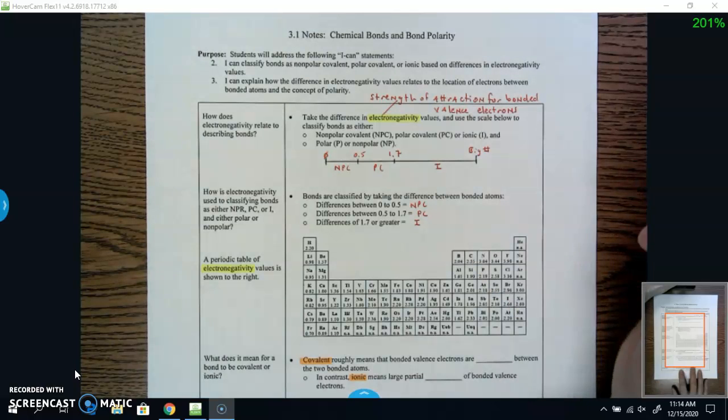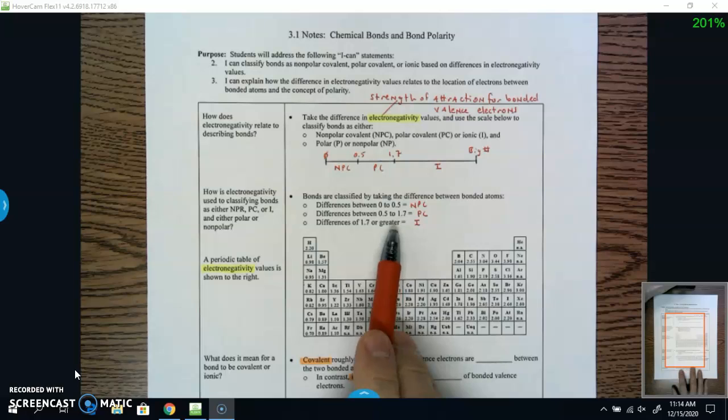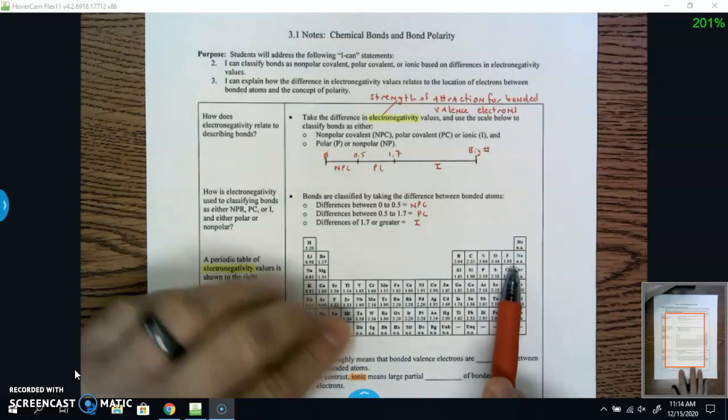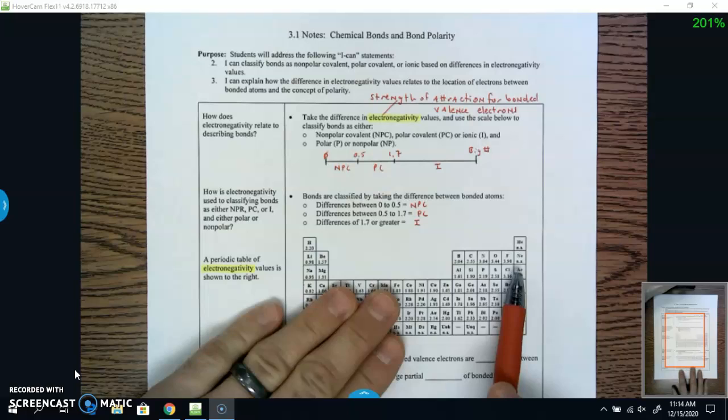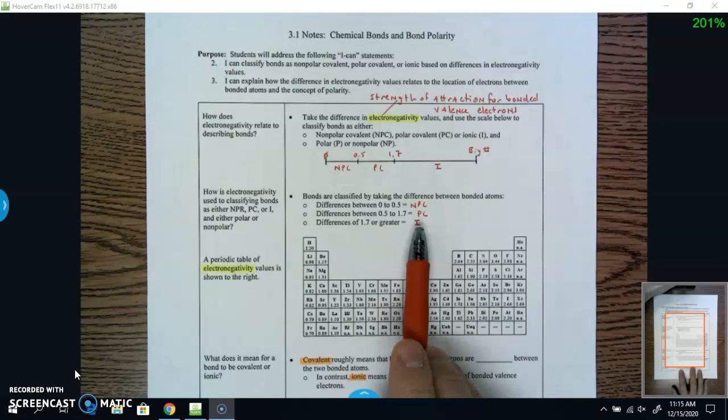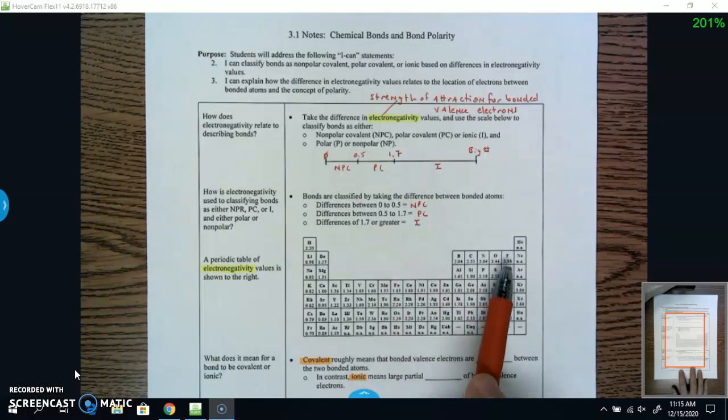Let's talk real quick about this. If there's a really big difference, a difference of greater than 1.7, really the only way that can happen is if you get a metal bonded with a nonmetal. So a metal from the left of the periodic table bonded with a nonmetal on the right-hand side of the periodic table. That's going to give you the biggest differences. Because remember, this corner of the periodic table, and fluorine in particular right here, they have the biggest electronegativity values.